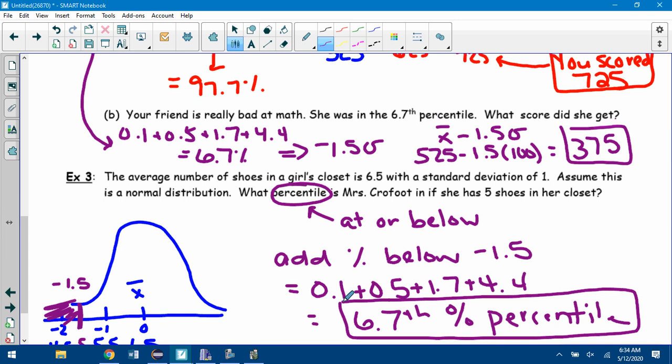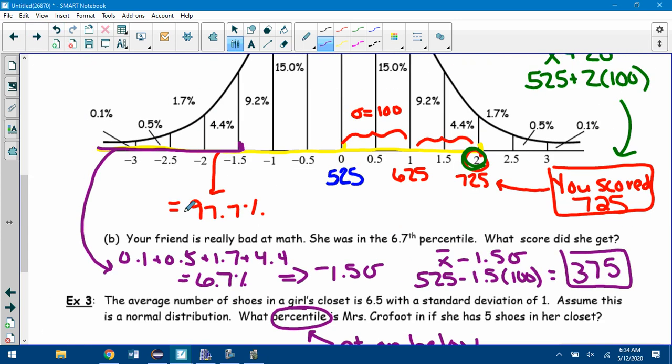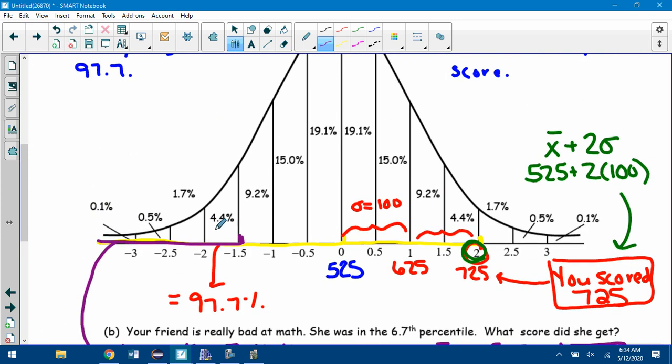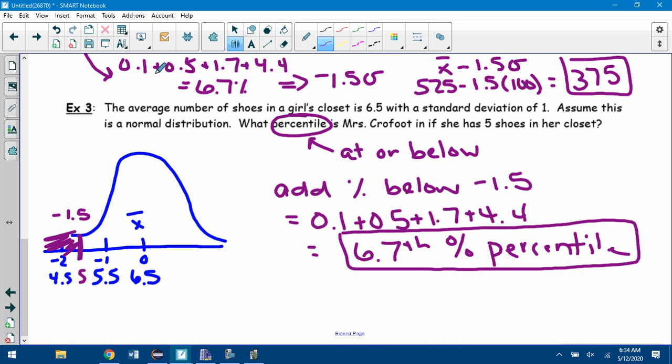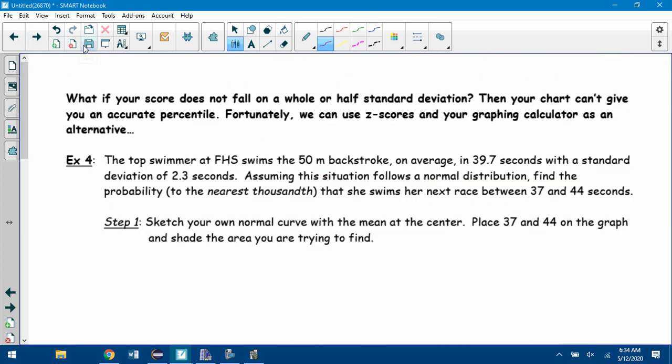Okay, so hopefully that gives you a good idea of what percentile means. The last thing that I'll do today is look at, well, what if we don't fall at one of these nice spots? This picture is great, but it only gives us certain values. So what if your score does not fall on a whole or half standard deviation? Then your chart can't give you an accurate percentile. Fortunately, we can use these scores in your graphing calculator as an alternative.